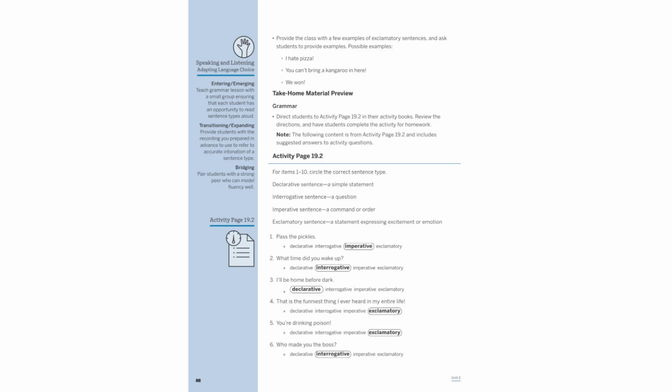For homework, students should complete activity page 19.2, identifying sentence types. This exercise reinforces understanding of declarative, interrogative, imperative, and exclamatory sentences.